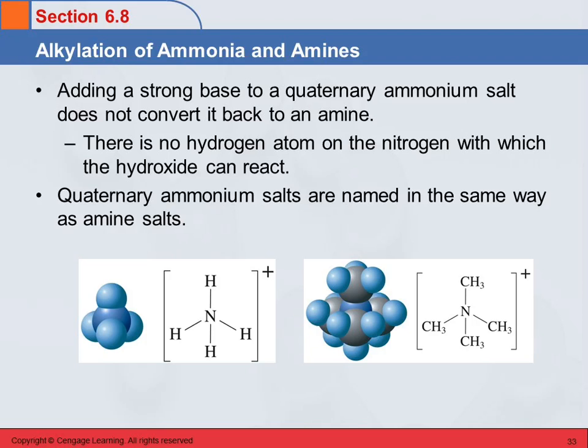Now, the quaternary ammonium salt is not going to convert back to an amine by the addition of strong base, because there's no hydrogen on that nitrogen. If we look here, here's ammonium, and if you react that with strong base, there's an acidic hydrogen here that can react as an acid. This compound here has no acidic hydrogen. It cannot act as an acid, and so it will not react with the base. We name the quaternary ammonium salts in the same way that the amine salts are named.